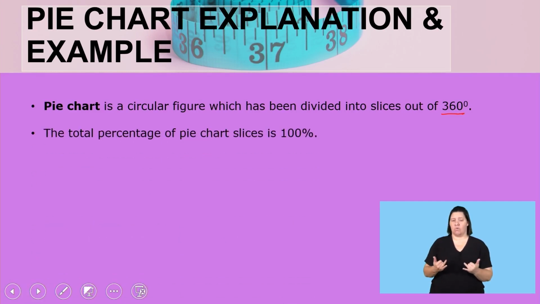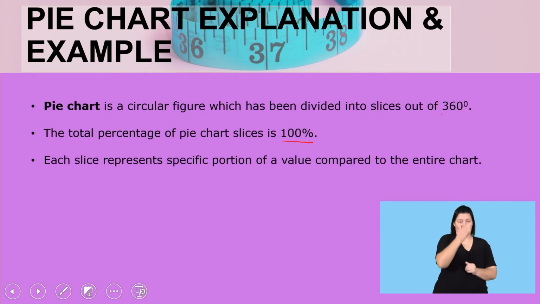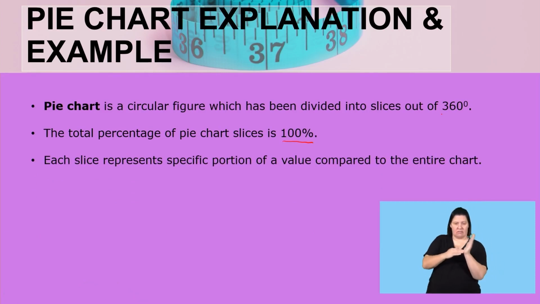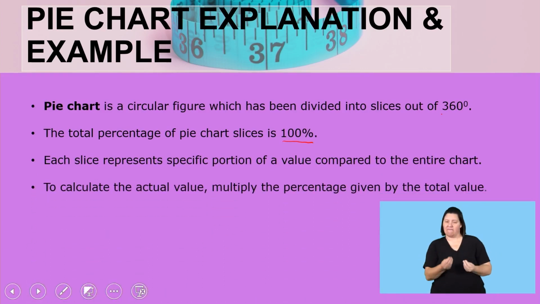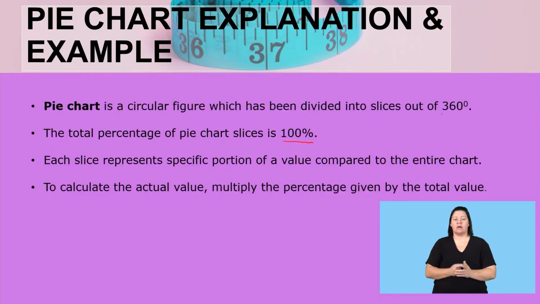Okay, so now the total percentage of a pie chart is 100%. So whenever you are given a pie chart, just remember that when you add all the slices, the total will give you 100%. Each slice represents a specific portion of a value compared to the entire chart. On the pie chart, you will always have a legend or the explanation of what each slice represents. So let's take note of that as well.